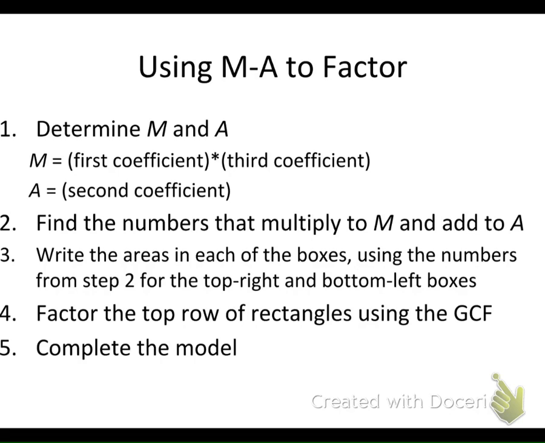Step 2 is what you guys learned to do on Monday. You're going to find the numbers that multiply to M and then add to get A. Step 3 is going to be our new step. We're going to write the areas in each of those boxes using the numbers from step 2 for the top right and bottom left box. Be sure to put that part in.